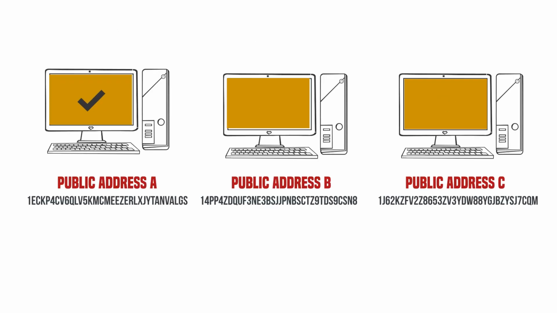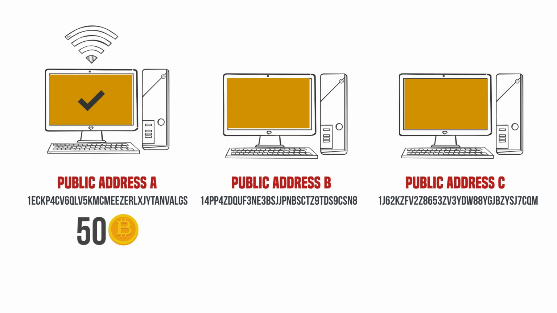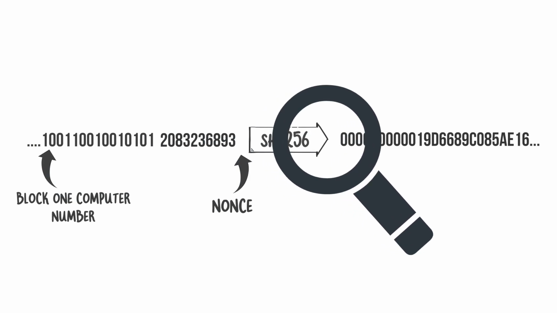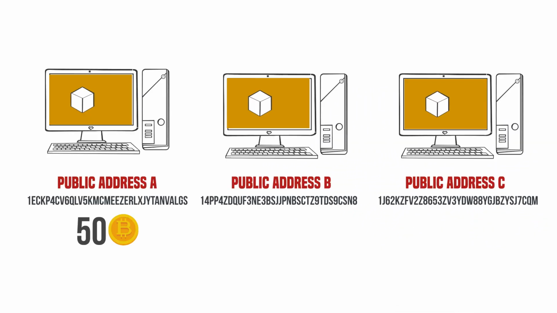So we will assume participant A was the first to solve block 1, and their Bitcoin wallet software now shows 50 Bitcoins at address 1ECKP4, etc. Participant A will now broadcast this information to the entire network, and participants B and C will check that participant A's hash number is correct, by simply checking that the number they used leads to the correct hash in that new block. Correct hash equals proof that work has been done. If it is correct, then their computers will now also show block 0 plus block 1.